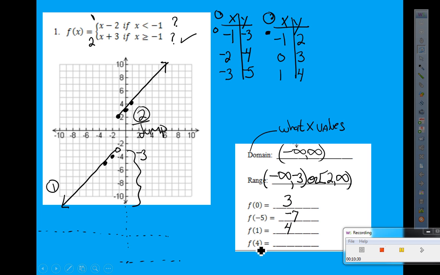And then 4. 4 is definitely greater than negative 1. So 4 plus 3 is 7. Hey, also you could look at your graph. 4, looking up at your graph, it's going to hit about 7. So it's working out pretty good for us. Okay. Roll on to number 2. If I got you a little lost on there, keep hanging with me. It gets easier.